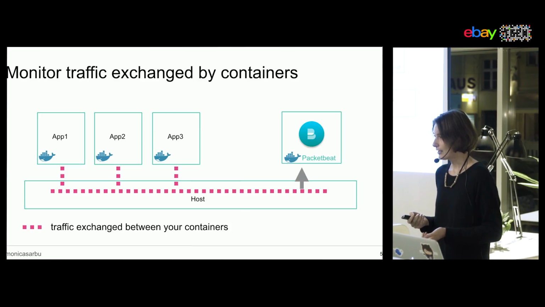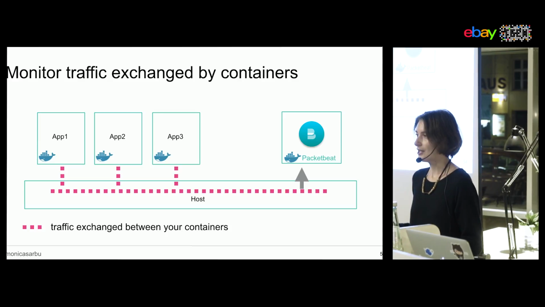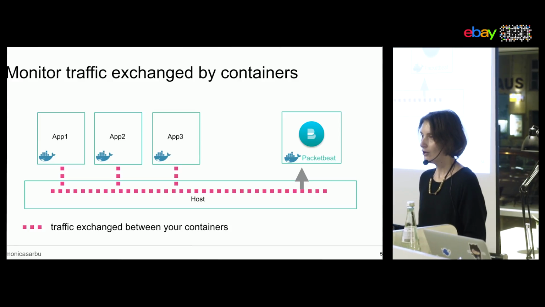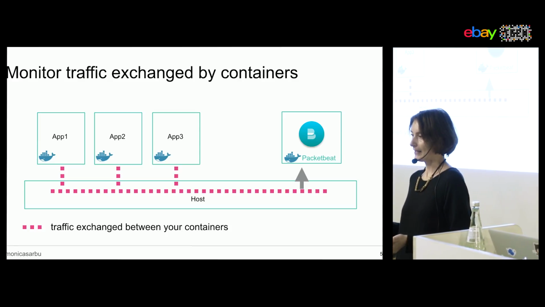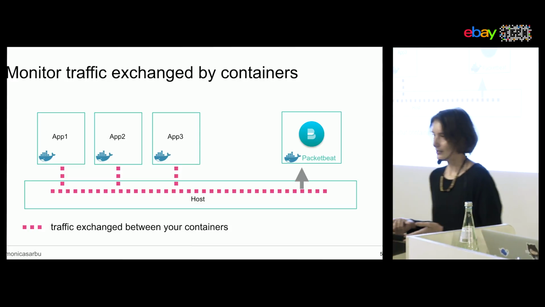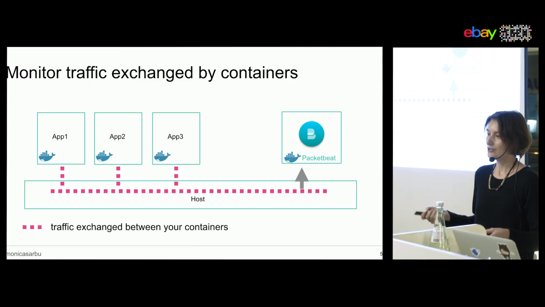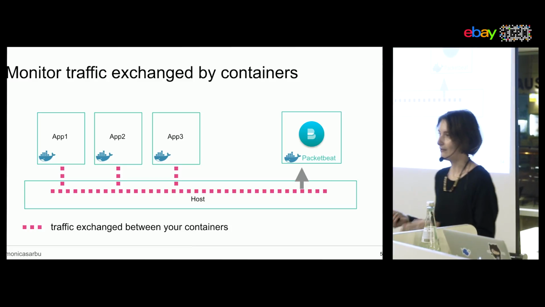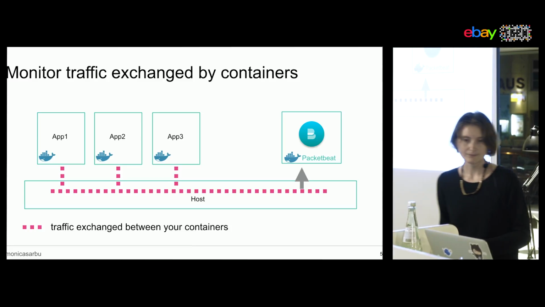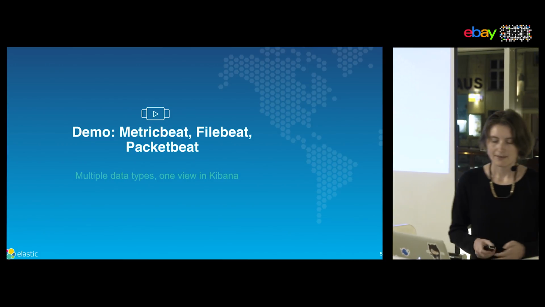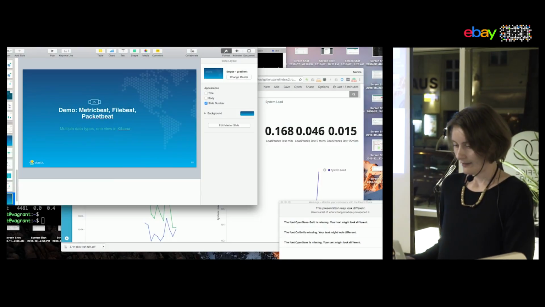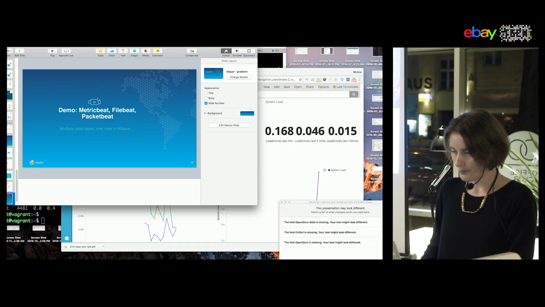So with Packetbeat, you can monitor the traffic exchange between your Docker containers. All you have to do is to install Packetbeat in a container on your host, and you'll be able to monitor the traffic exchange between the containers that are running on that host. Now let me show you a quick demo.